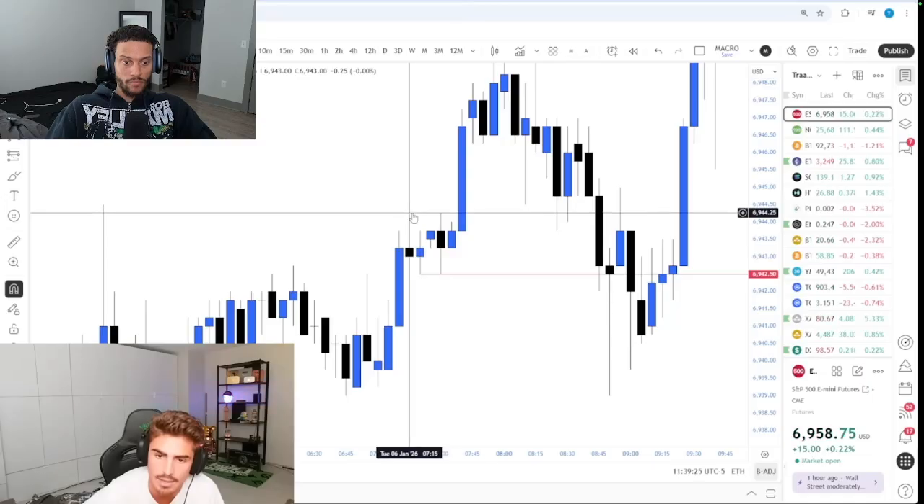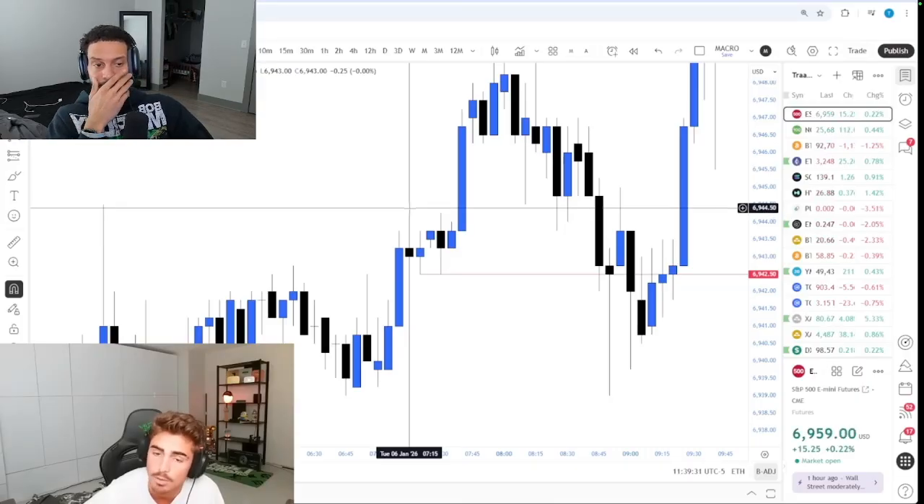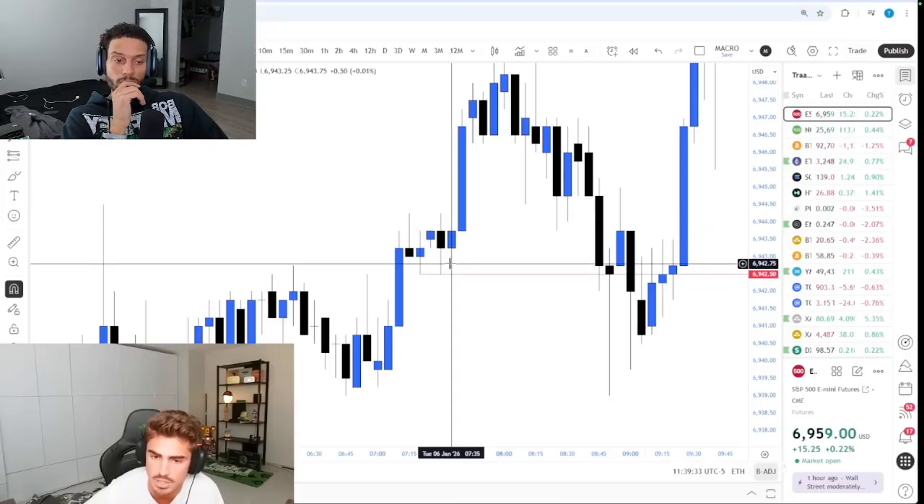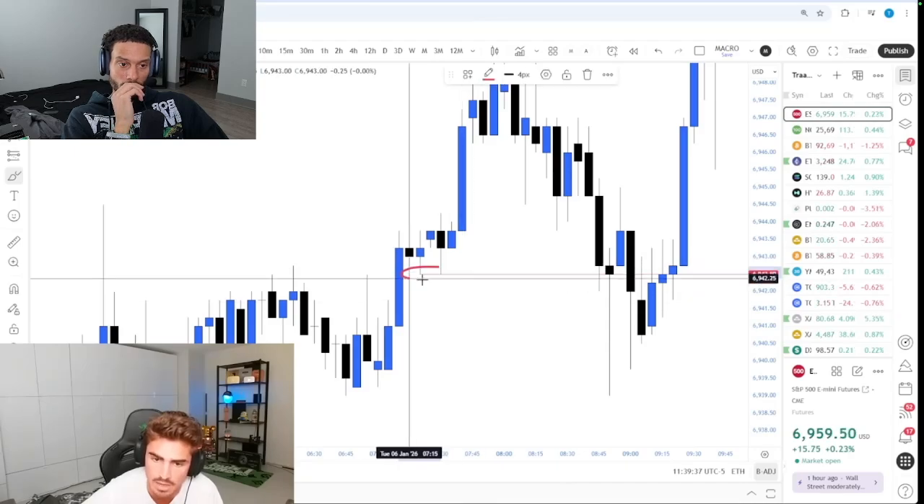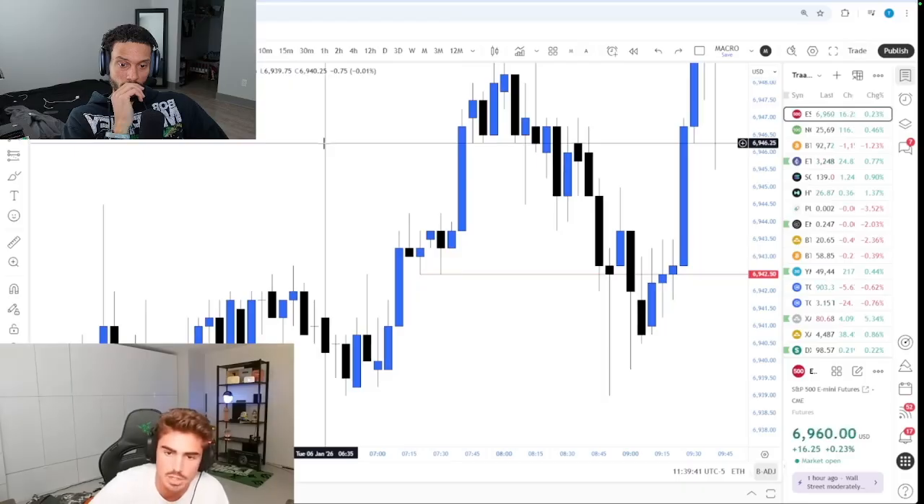Is it higher than this high? No. But does that mean we've broken structure to the downside? No, because in order for us to break structure to the downside, we are only monitoring the lows that are formed on the chart, and specifically the most recent lows that are formed within the trend.